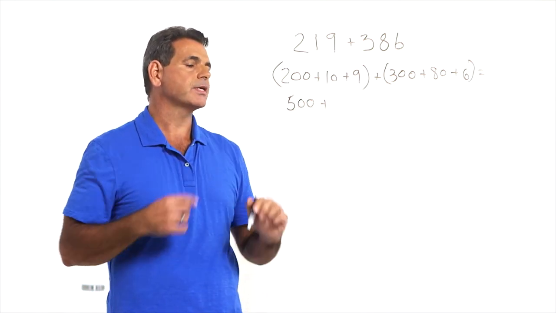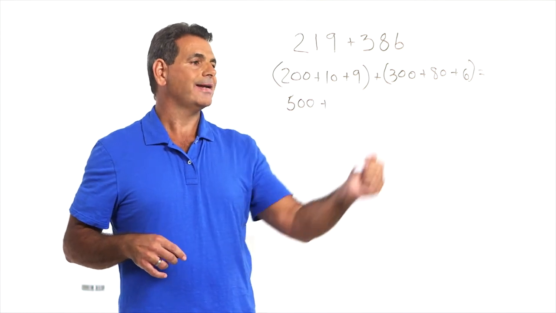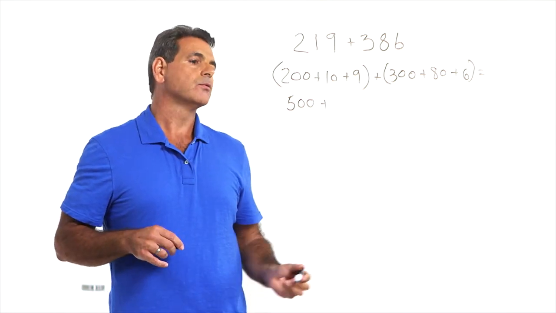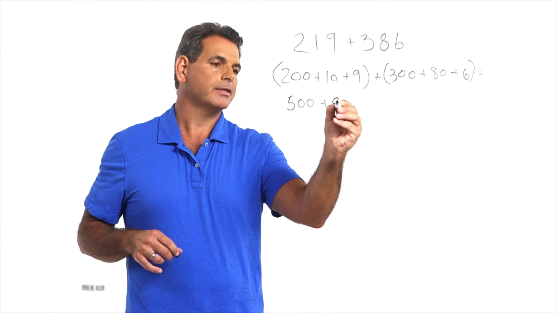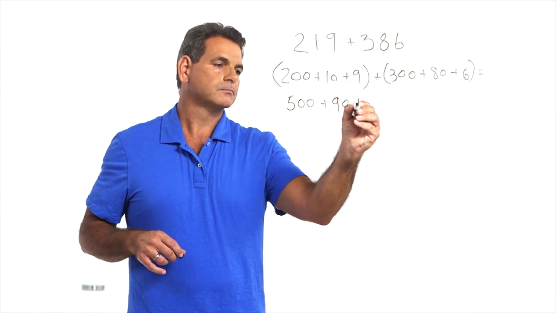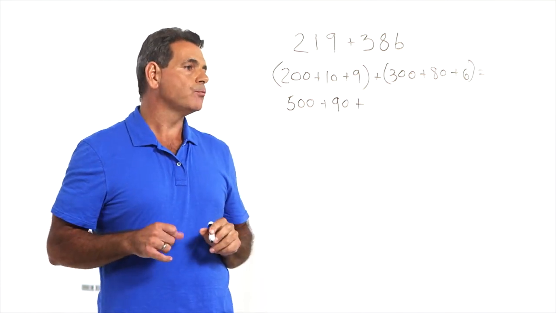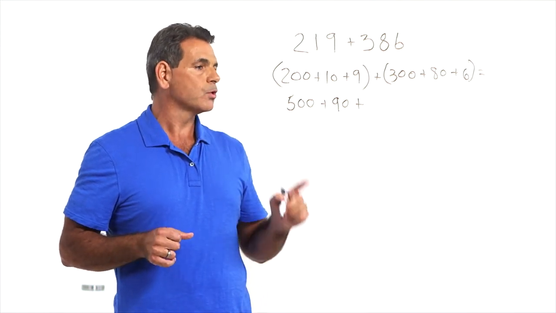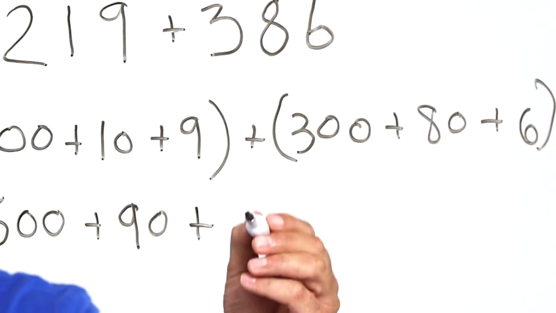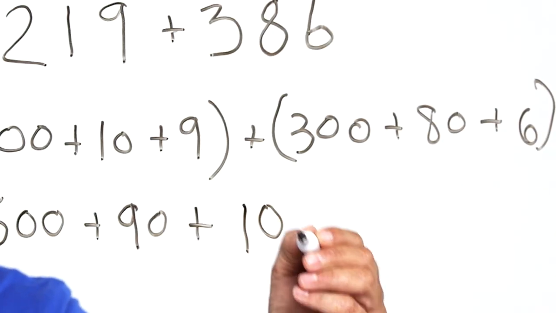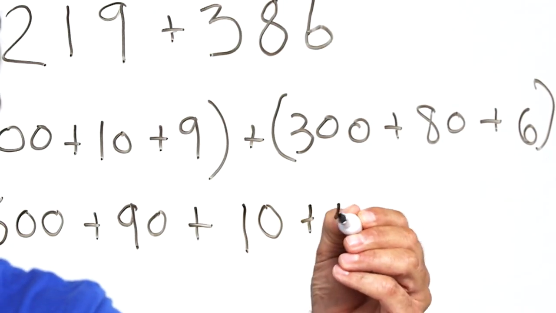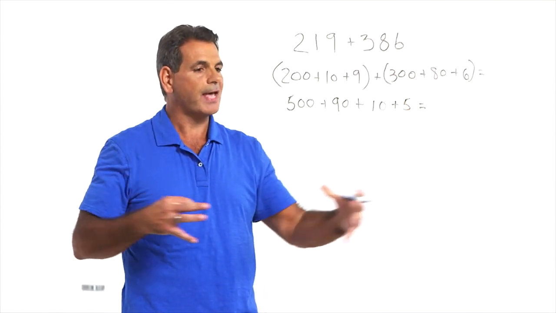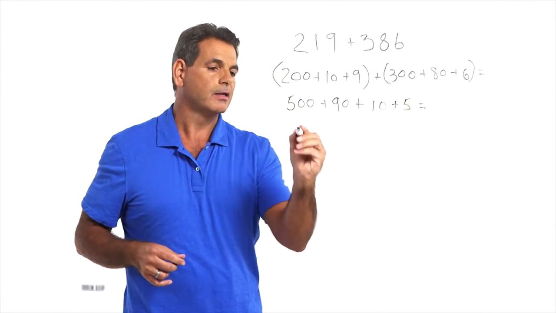Now let's put the tens together. 1 ten and 8 tens put together will give you 9 tens, which is 90. With the ones, we have 9 ones and 6 ones. That gives us 15 ones, which the students understand as 1 ten and 5 ones. Now let's put this number back together again.